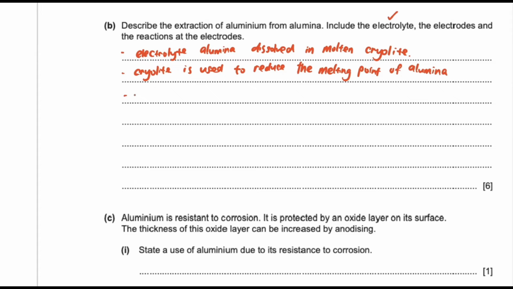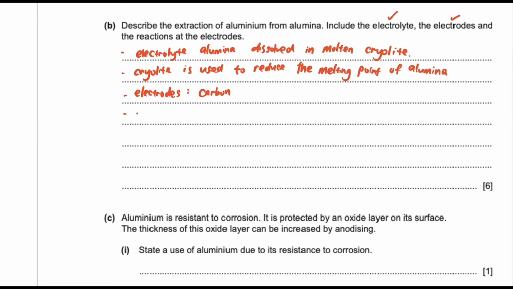Electrodes: carbon. Okay, you get 1 mark straight away for this. And reactions at the electrodes. Of course, electrodes here have cathode and anode, so we should expect to write 2 reactions. Okay, so this is a fourth point.